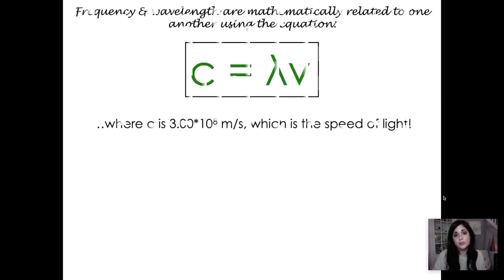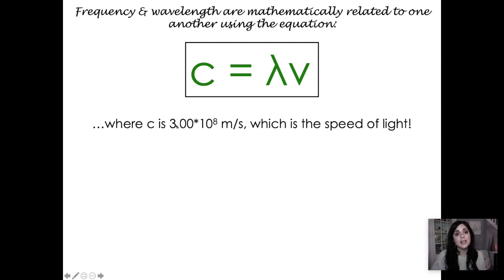So what relates these variables to one another? We just said when wavelength goes up, the frequency is going to go down and vice versa. We can mathematically relate these to one another using this equation: c equals lambda times nu. So the wavelength of a type of radiation multiplied by its frequency will equal c.